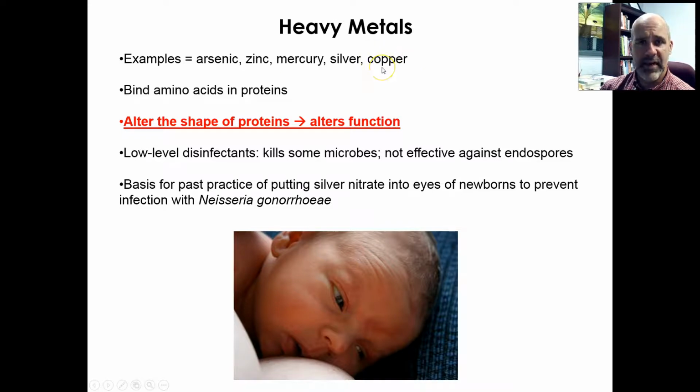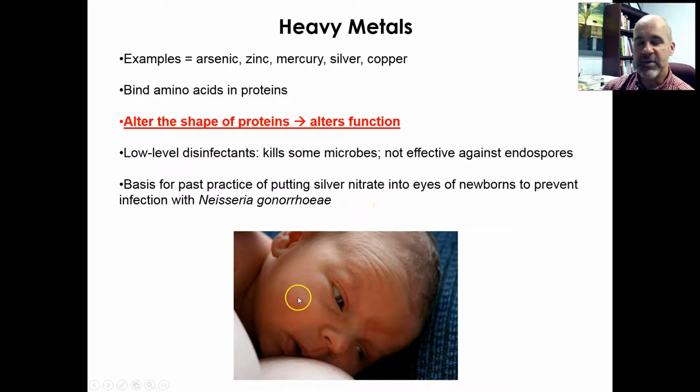Copper can be used as an antimicrobial. They'll actually include copper now in surfaces, in operating rooms and so forth, because microorganisms are less likely to grow on copper-containing surfaces. Some people use copper to help control the growth of fungi on vegetable plants in their gardens.